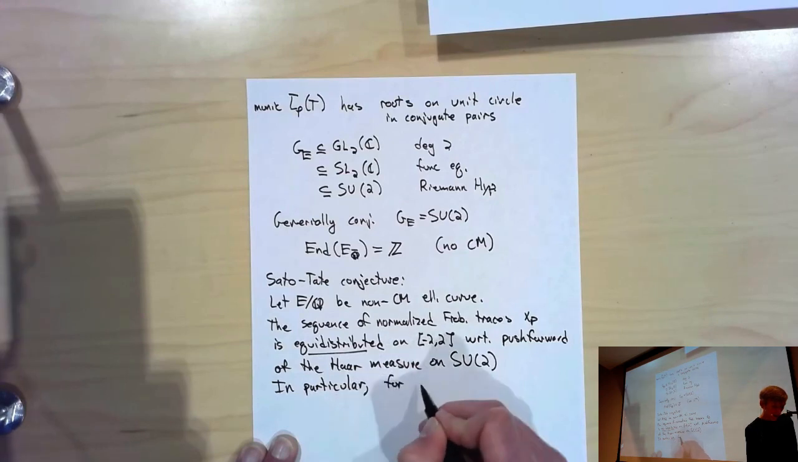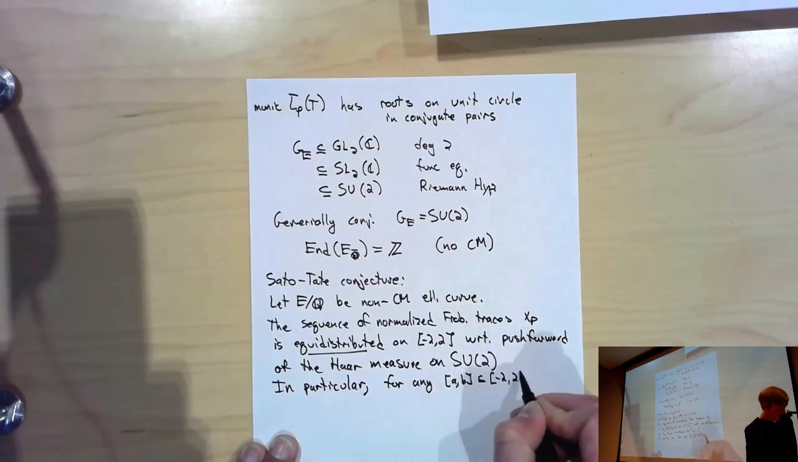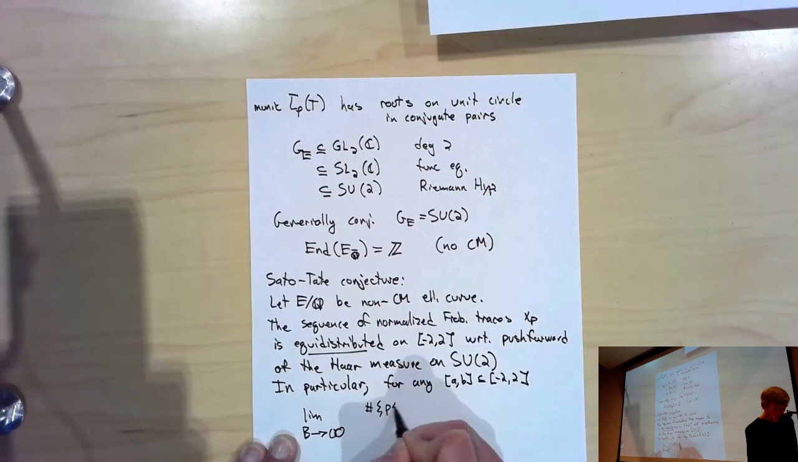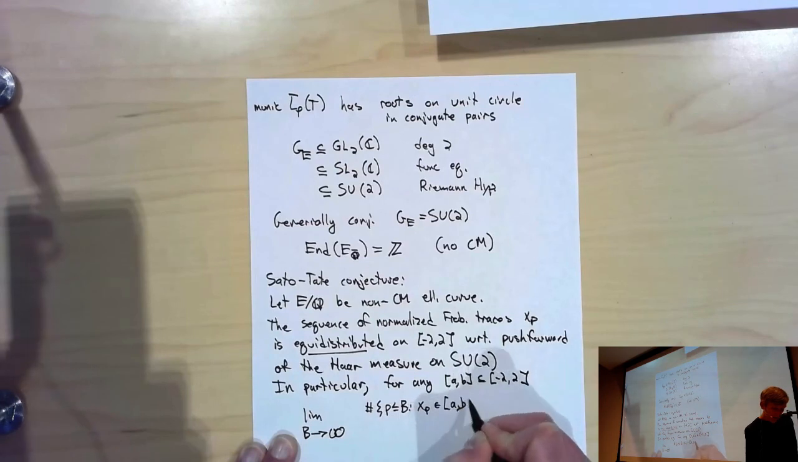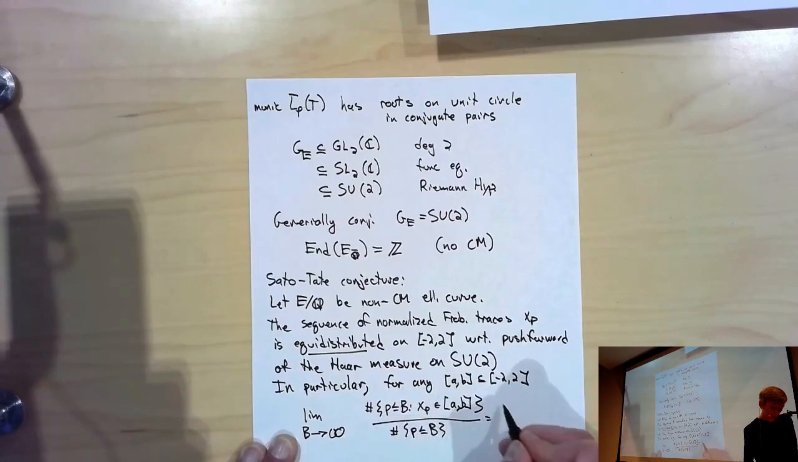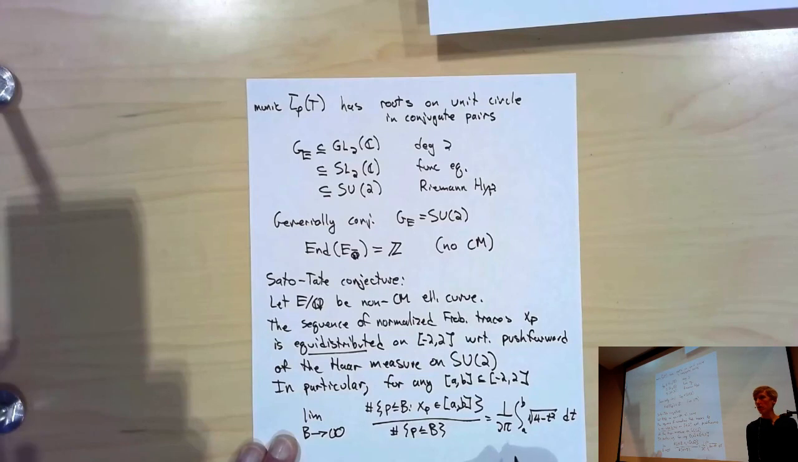In particular, for any subinterval, say a to b, sitting inside -2 to 2, if I take the limit as B goes to infinity of this ratio, so I want to count how many of my x_p's fall in this subinterval over how many x_p's I have with p bounded by B, this is always going to be 1 over 2 pi times the integral from a to b of the square root of 4 minus t squared dt. And that's where the semicircle comes from. Okay.